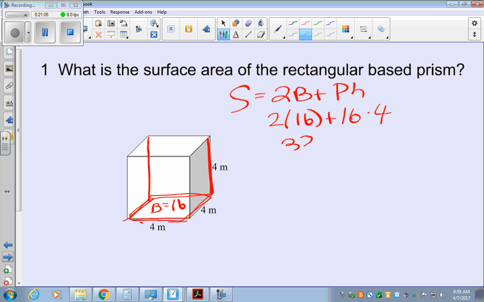This is 32 plus 64. Don't ask me why, I know 16 times 4 is 64. I just do. And then that would be 96. So on a shape where you can find the area of the base pretty quickly, this formula works. It's not as arduous as some of the other shapes. Okay, that was just bonus.